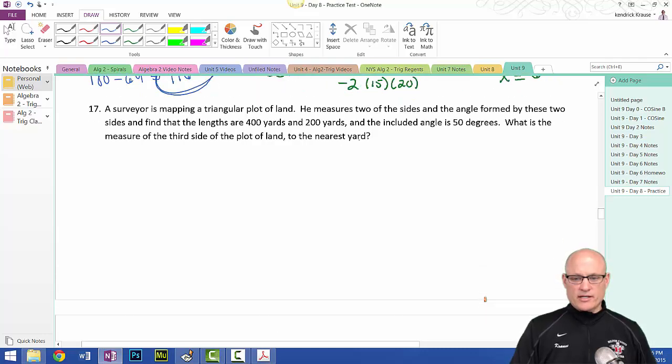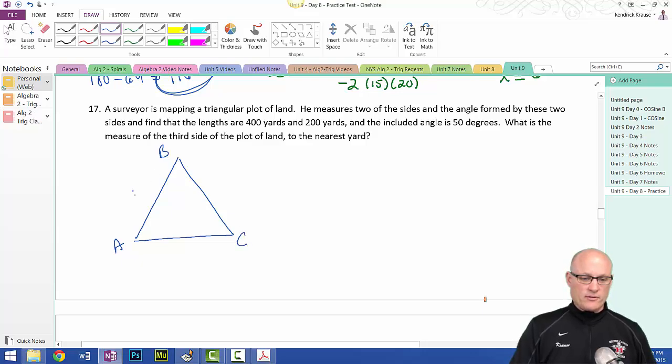A triangular plot of land. He measures two sides to be of length 400 and 200, and the included angle to be 50. What is the measure of the third side of the plot of land? So we got a triangular plot of land. Just for fun, we'll call it A, B, and C. One of the lengths is 400. One of the lengths is 200. They said the included angle was 50, and they want to know what is the third side.